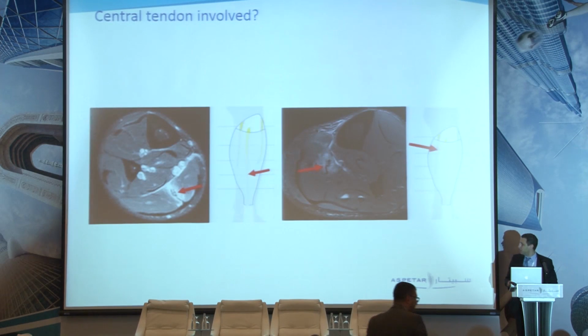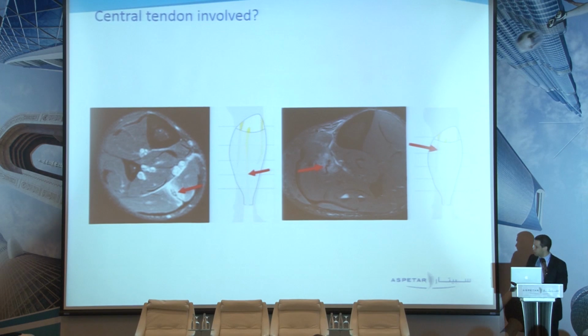And here's an example from Dr. Balios. You can see that this calf strain involving the soleus has disruption of the central tendon, versus this injury which involved the medial aponeurosis. This predicted a longer return to play than the one on the right.